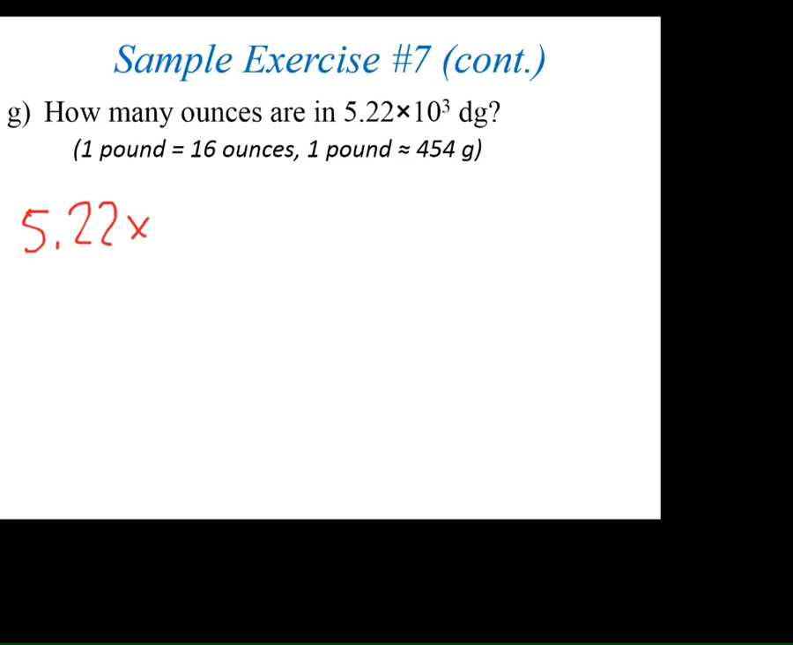5.22 times 10 to the third decigrams, and I want to go to ounces. Well, I see ounces and pounds, and I see pounds and grams. So what could I do first? Convert decigrams to grams, right?